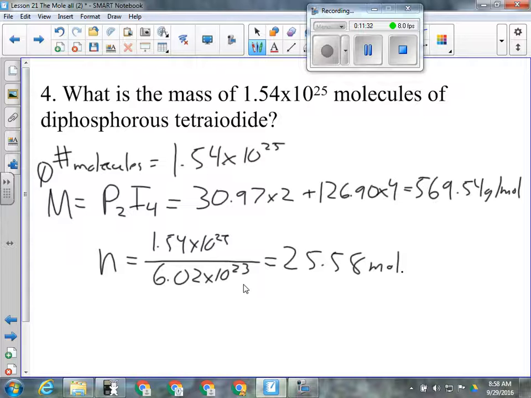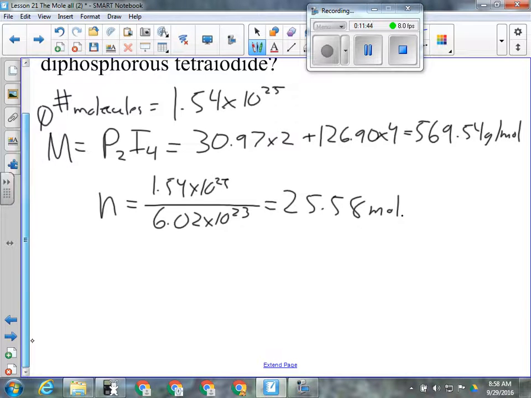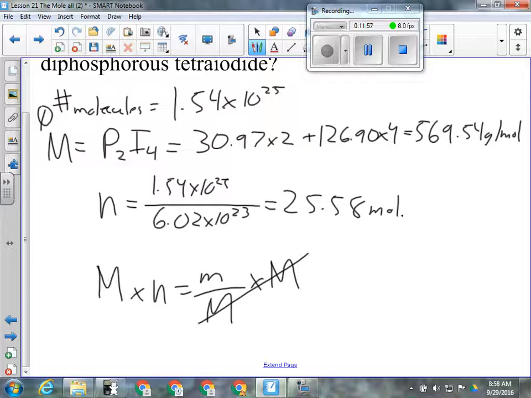So I know the molar mass because I calculated that right off the bat, and now I know the number of moles. Can I calculate mass? Yes, I can. Now I go back to the mole equation. n equals little m over big M. I want to calculate little m. So I multiply both sides by big M, and I've got little m. So that'll be 25.58, my number of moles, multiplied by 569.54 grams per mole, the molar mass of diphosphorus tetraiodide.